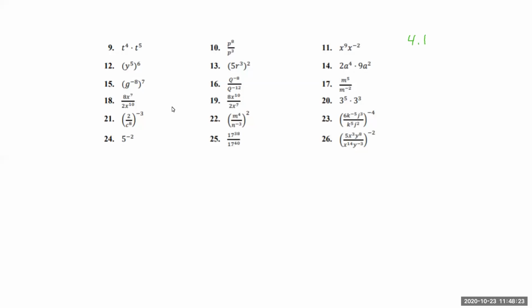All right, so here we are in section 4.1. I'm going to go through numbers 9 through 26. So starting with number 9, here we have t to the 4th times t to the 5th.